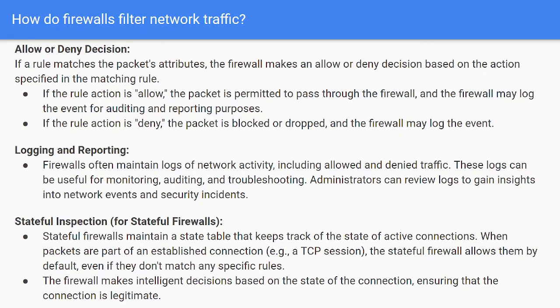So the next thing is stateful inspection. Stateful inspection is for a stateful firewall. It maintains a state table that keeps track of the state of active connections. When packets are part of an established connection, the stateful firewall allows them by default, even if they don't match a specific rule.